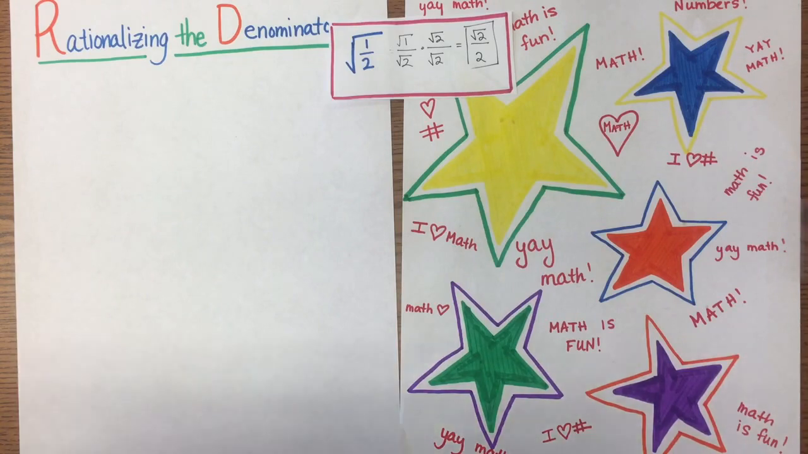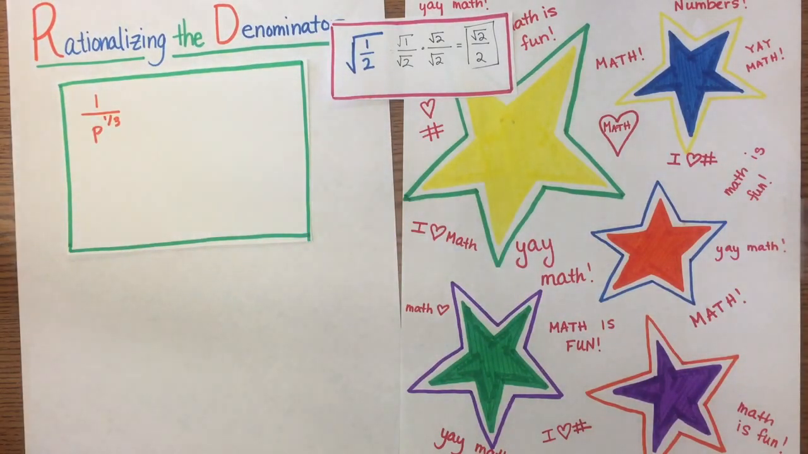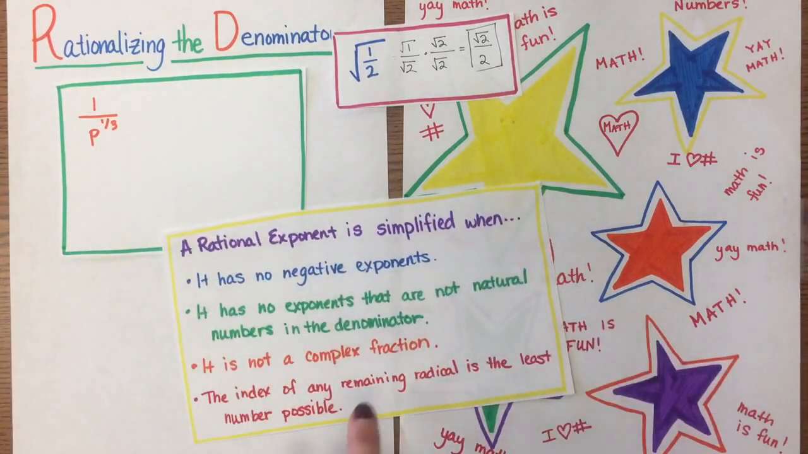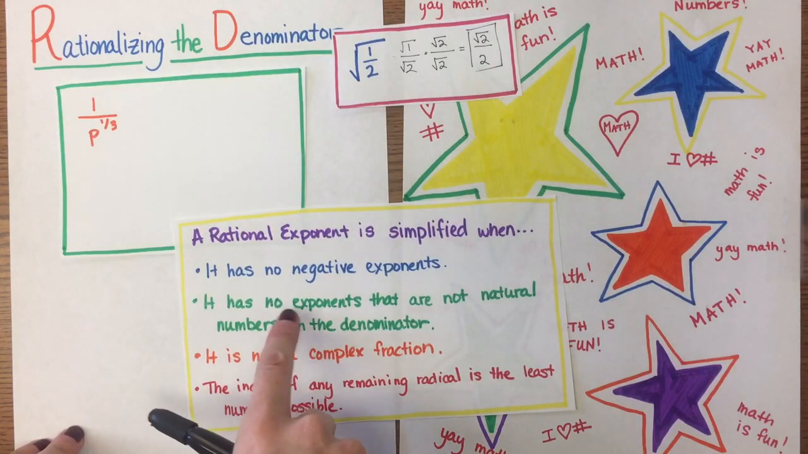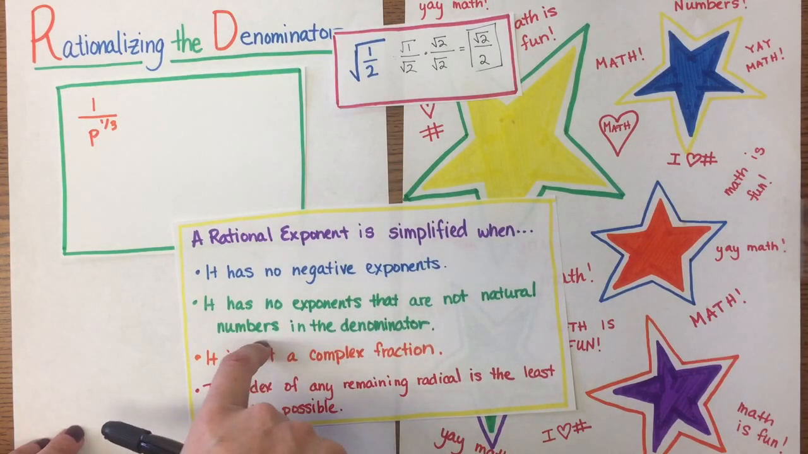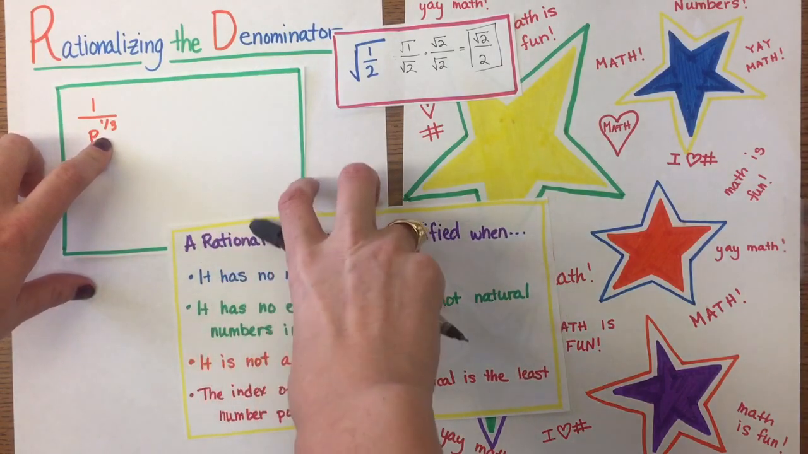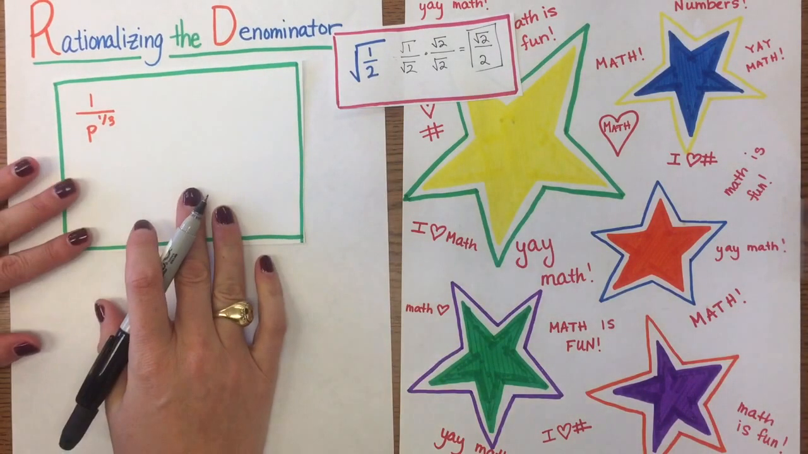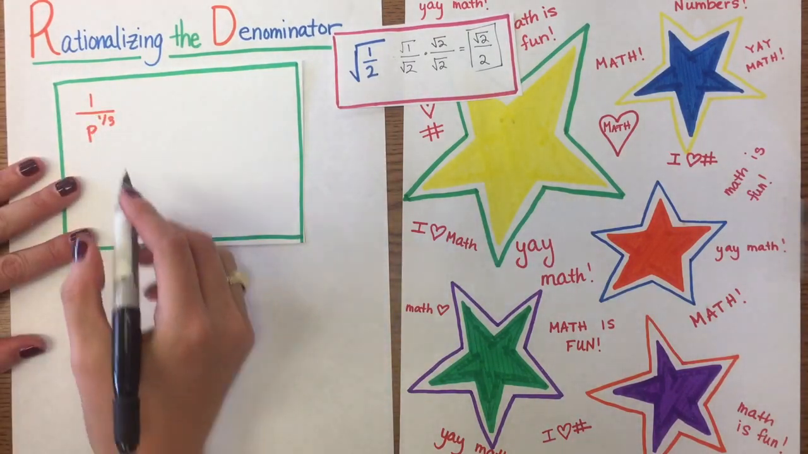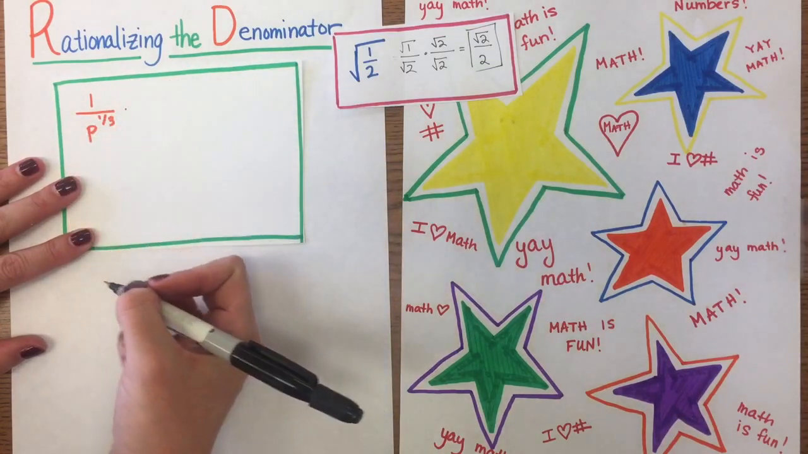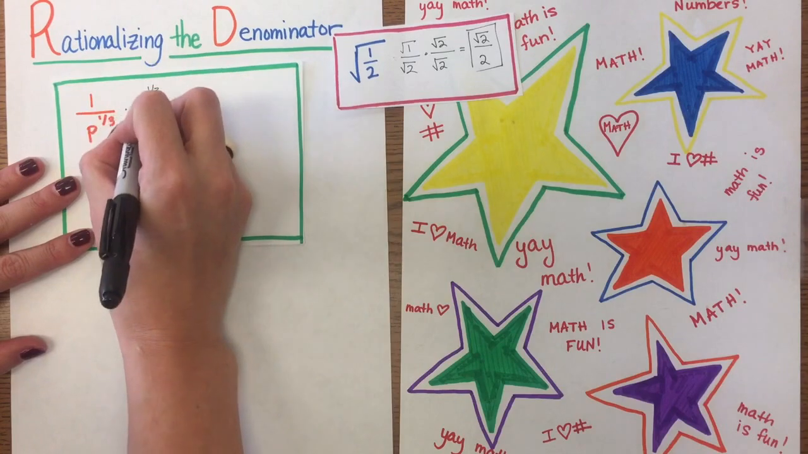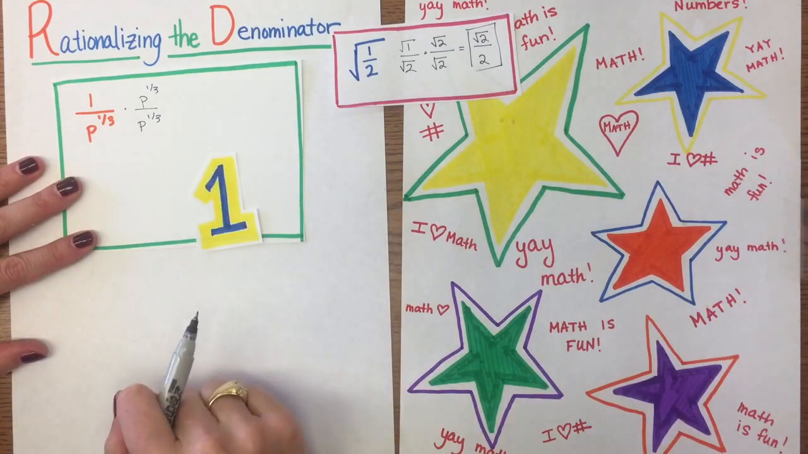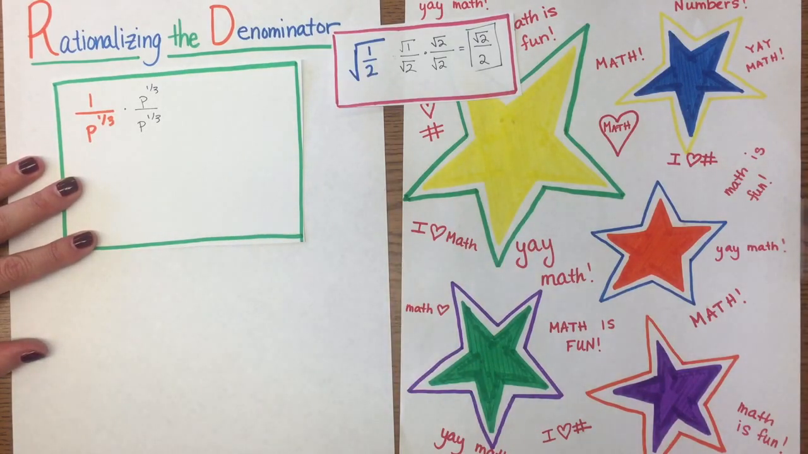Let's look at what happens if we have a rational exponent now. So now I have an exponent of 1/3 appearing in the denominator. In this case, no exponents that are not natural numbers in the denominator. 1/3 is a non-natural number, so it cannot be an exponent in the denominator. To work through this problem, you might think to yourself, what if I just did the same thing I did before and multiplied by p to the 1/3 over p to the 1/3? Now, I have picked a value of 1, but we have to decide if this value of 1 was convenient.